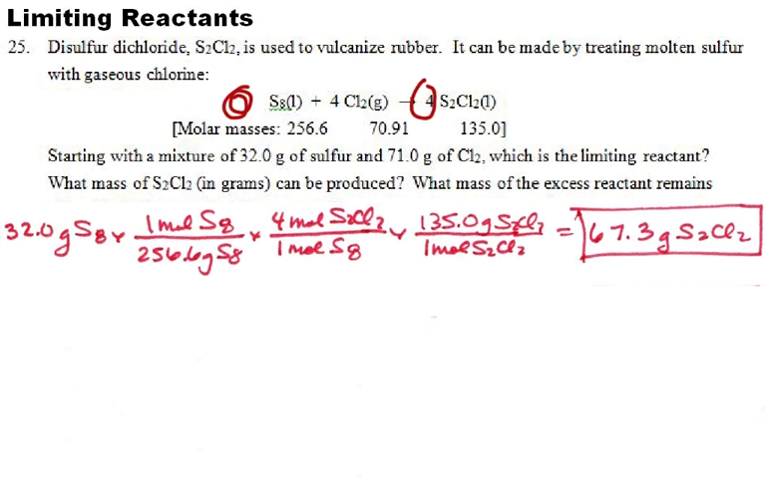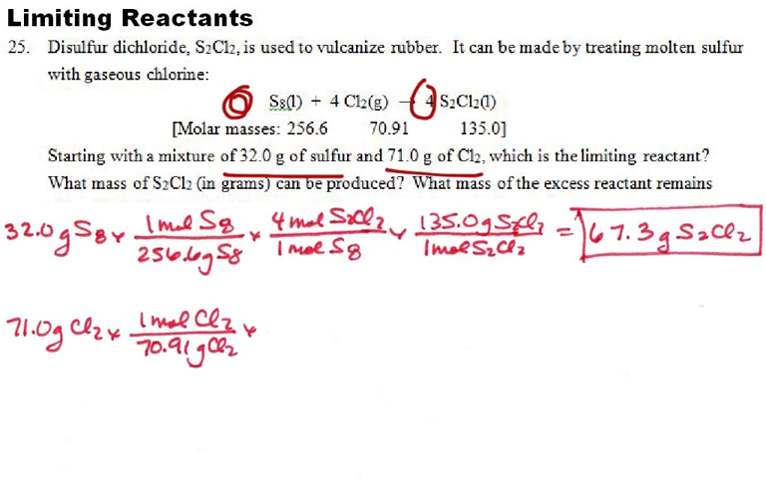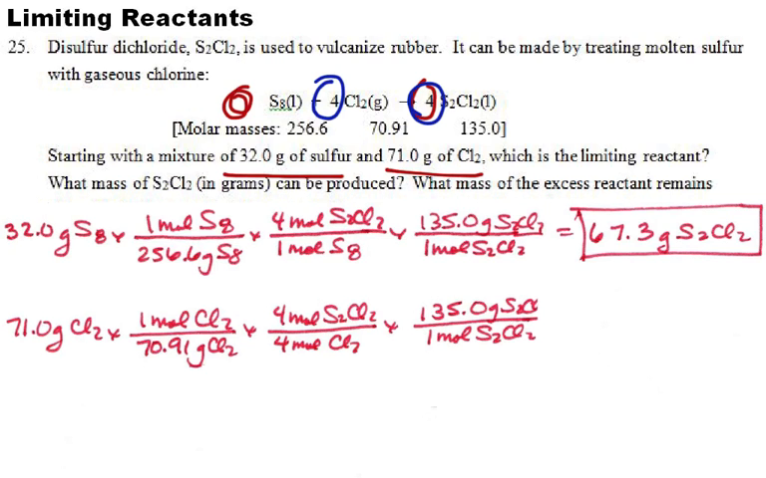Now we have to go back and do the exact same thing, but this time we'll start with our 71 grams of chlorine. So the first time we did it with the 32 grams of sulfur, the second time with 71 grams of chlorine, and we go with the molar mass of chlorine, then the heart of the problem. You can see now we're going from chlorine, which is 4, to S2Cl2, which is also 4, so it's a 4 to 4 ratio. And then we use our molar mass, so again this last part is the same. And this time we get an answer of 135.